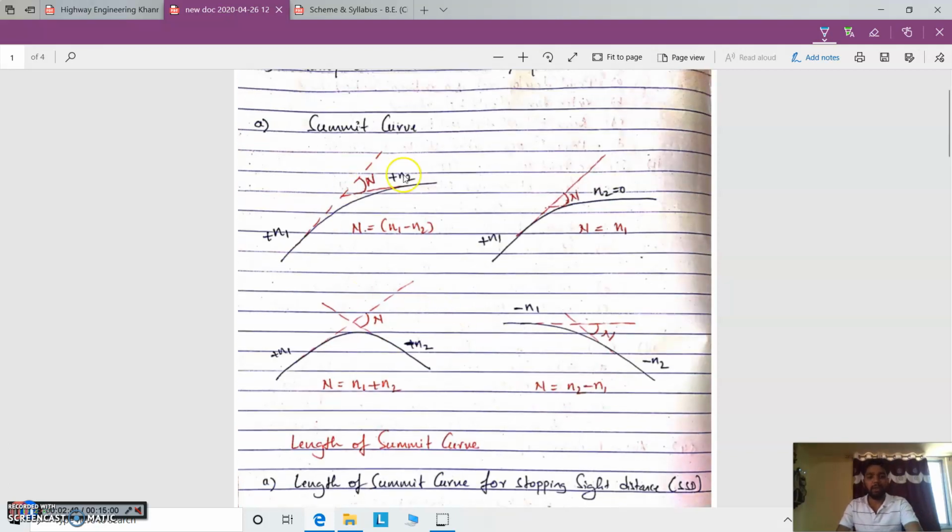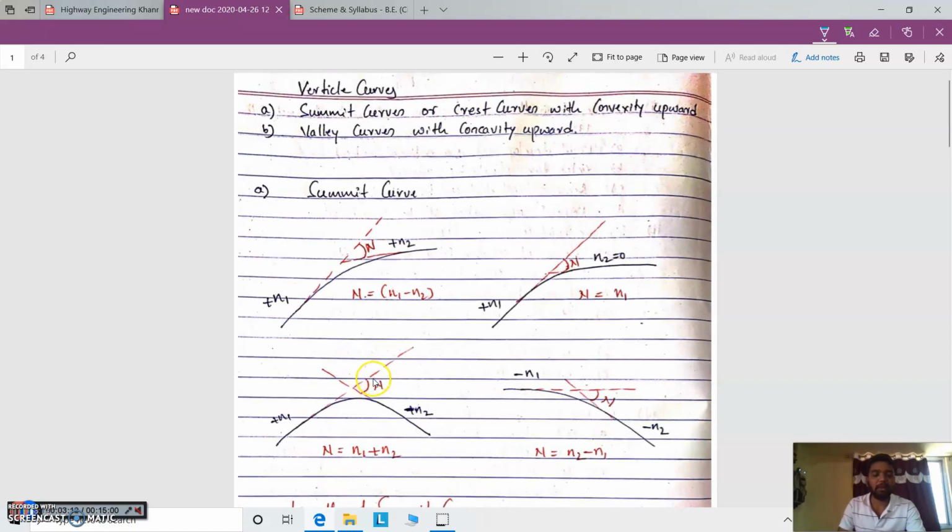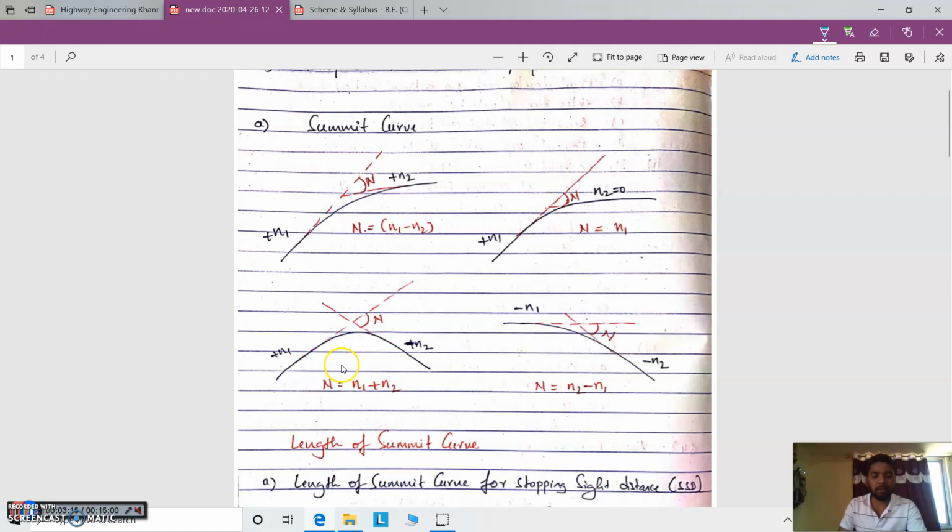Similarly this one. For summit curves, the maximum deviation angle occurs for the curve where the ascending gradient meets the descending gradient. That is curve number 3. In this curve number 3 we can expect a maximum deviation angle, and for the analysis of the length of the summit curve that we can provide on the alignment, we consider the third case.